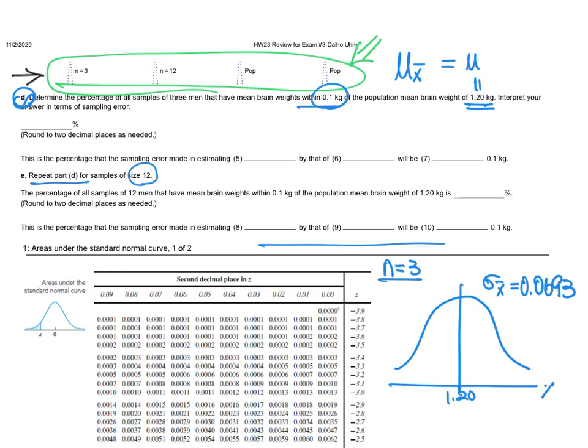Okay, so it is the normal distribution for the sample mean, but now we need the percentages within 0.1 kilograms. That means here is a minus 0.1. It's a 0.1. That will be 1.1. And here's the add 0.1 is a 1.3. So we need the probability here.